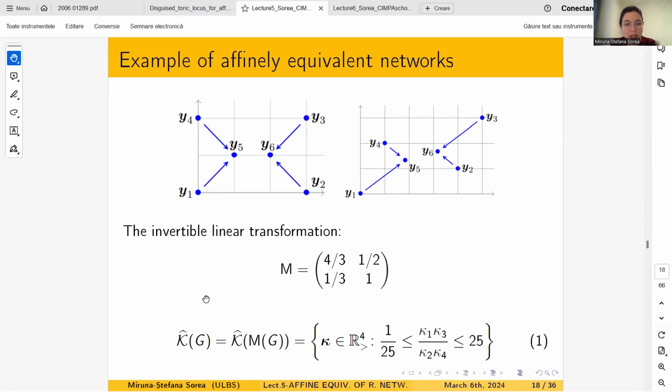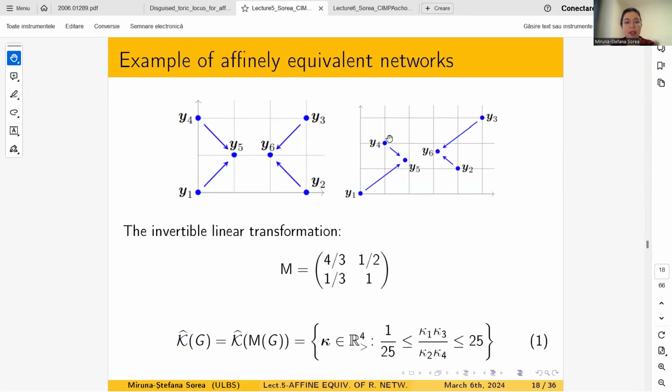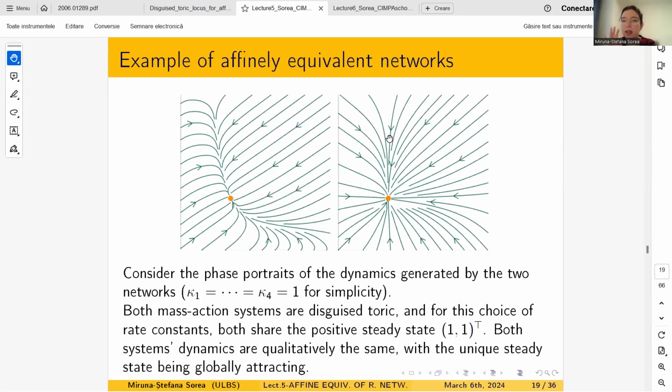During the tutorial. So here, quickly, we deduce that the right-hand side also has this disguised toric locus just by our theorem. But now, what happens? We stay with these two networks. Fix a vector of rate constants, k1 up to k4. Let's say they are all 1 to simplify the computations. And what happens with the steady states? Concretely, because I already announced it.